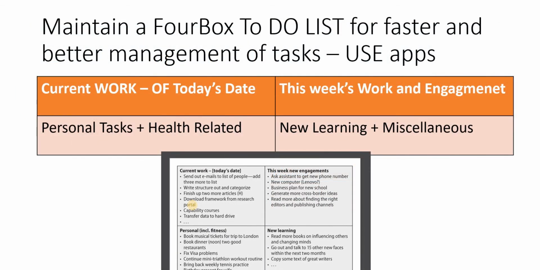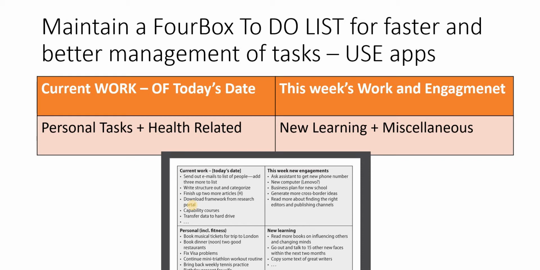As a leader or a manager, the McKinsey excellence process also suggests that you maintain a 4-box to-do list. So basically what it means is you will have one list of the tasks that you're going to do today, what tasks and engagements are pending for this week, what some of the personal tasks are, like booking dinner restaurants, visa problems, etc., and what are the things that you're going to learn. So this will enable you to be in control of your work life, and even your personal life.